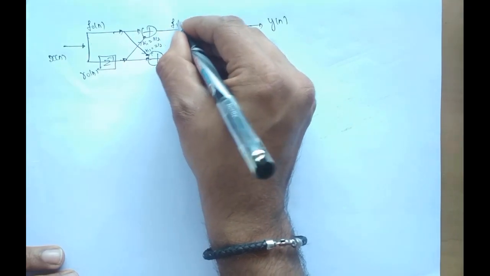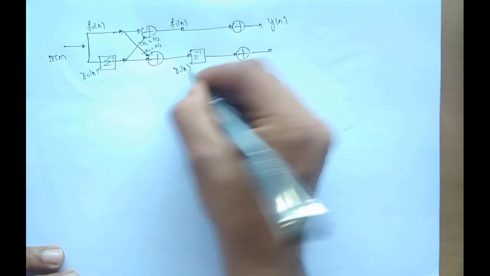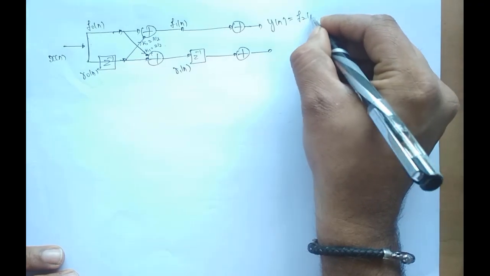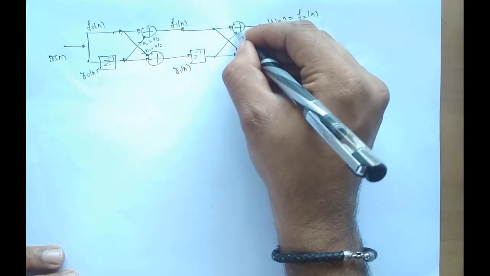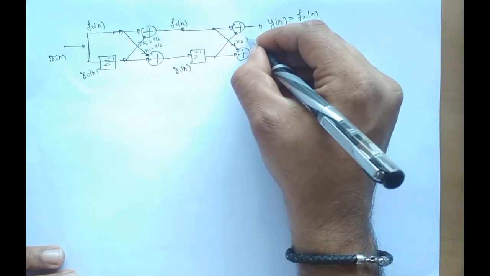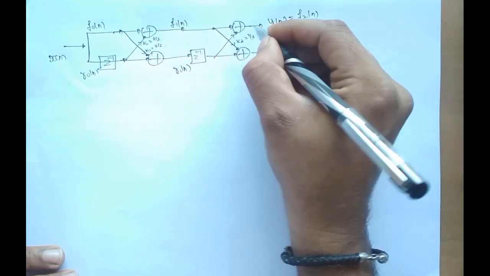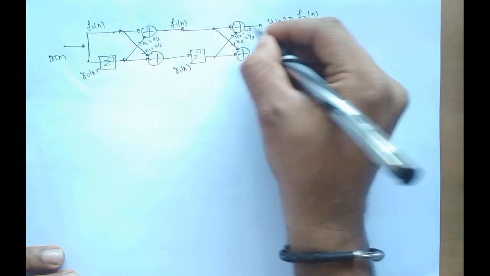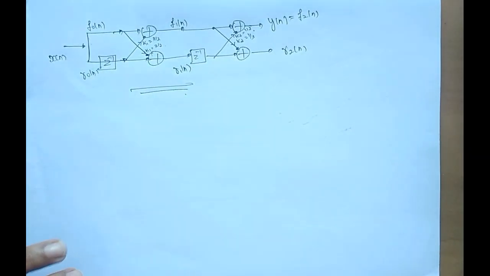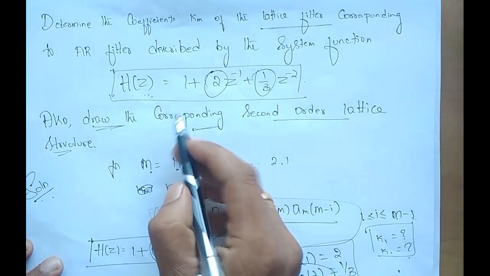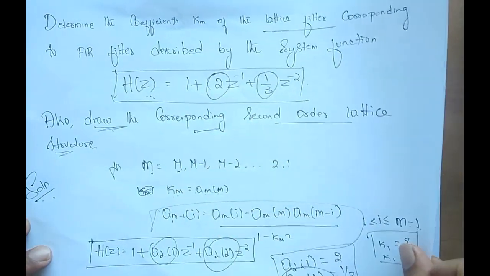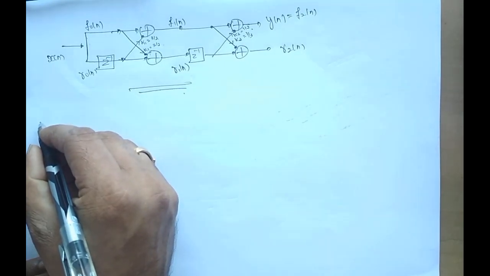And this is f1 of n as input, and this is r1 of n as input. So this is f2 of n, and this is r2 of n. And I have to multiply by the coefficient k2. What is the value of k2? It is 1 by 3. Here also k2, which is equal to 1 by 3. Okay. So this is the lattice realization of the direct form structure, of the form something like this. Fine. Now we'll take up one more example.